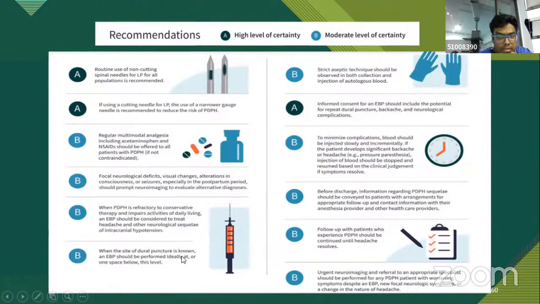Now, when the site of the dural puncture is known, where do you perform the epidural blood patch? Usually, ideally, at or one space below the level of the dural puncture. Obviously, you will have to maintain strict aseptic precautions for collection and injection of autologous blood. Then informed consent for the potential for repeat dural puncture when you give an epidural patch, backache while you're injecting the blood, and the neurological complications associated with it. To minimize the complications, blood should be injected very slowly and incrementally. If there is significant headache, or a headache because of pressure paresthesia, then you stop giving the blood and you wait.